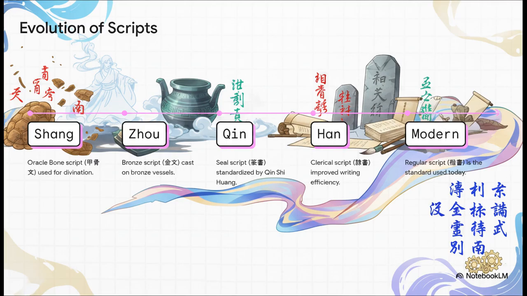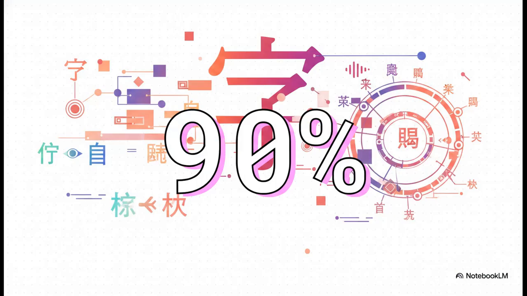This evolution, right here, it's the secret key to modern teaching. Which brings us to a massive aha moment. Over 90% of modern Chinese characters are not random, isolated pictures. They're actually phonetic semantic compounds. That means they're highly logical combinations. One part gives you a clear hint about the meaning, and the other part gives you a hint about the sound. It's basically a brilliant, elegant, mathematical formula.